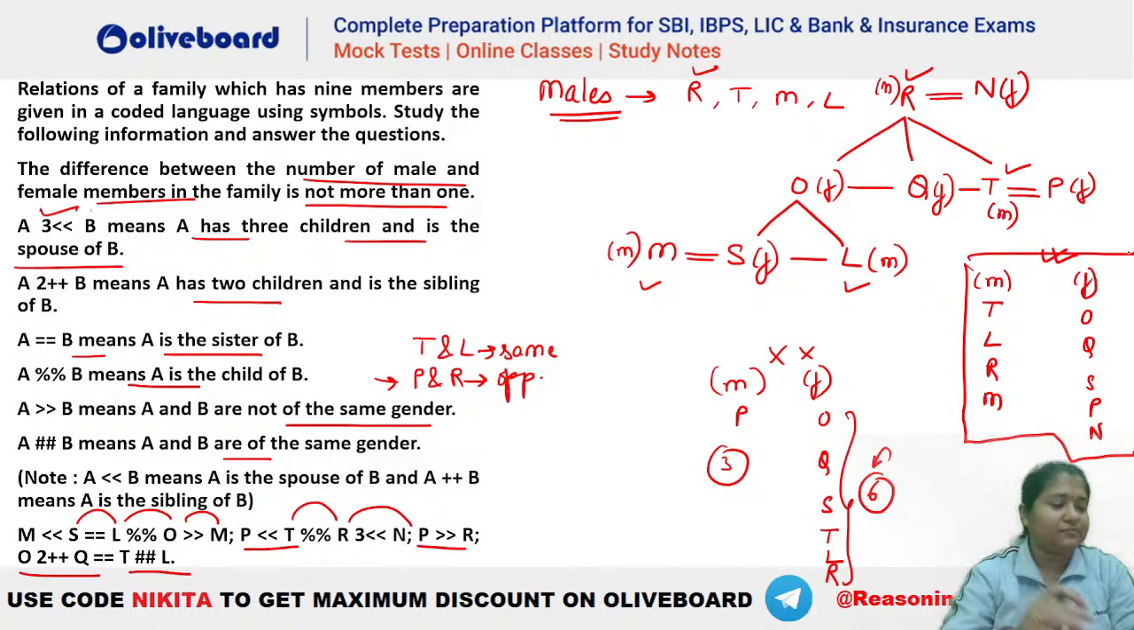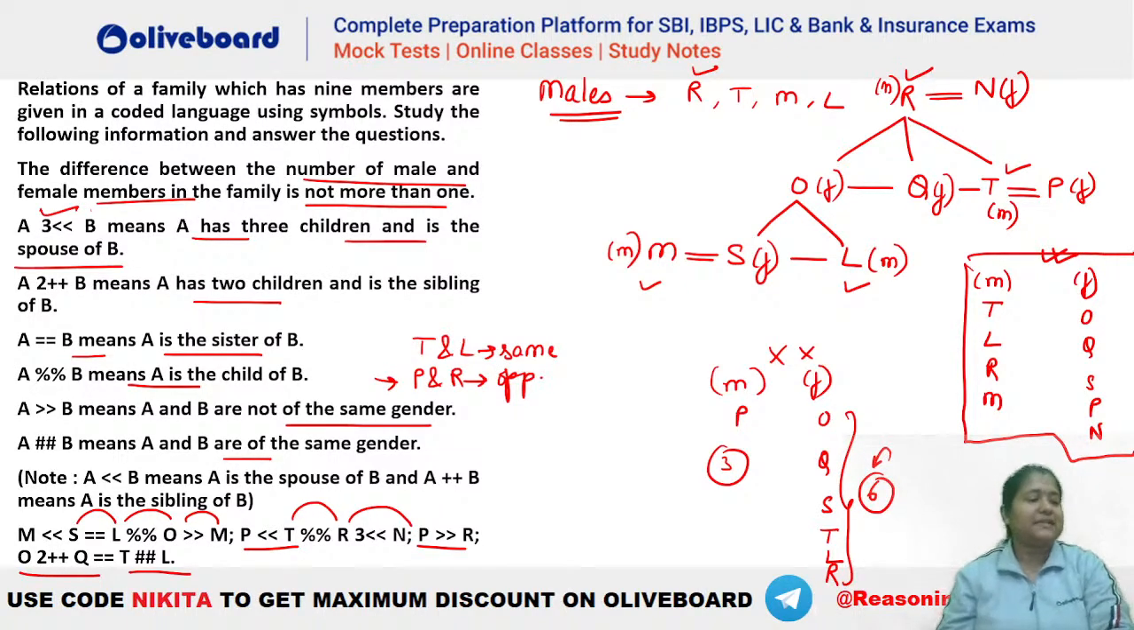Okay. I had not written that, Shravani. So I had not written it in the table here. I had written it in the family tree. Are we clear now, Shravani? So you can see we have 4 males and 5 females. So the difference between them is 1, isn't it? I hope this is clear, everybody.